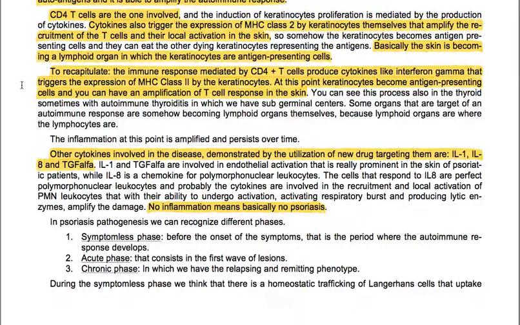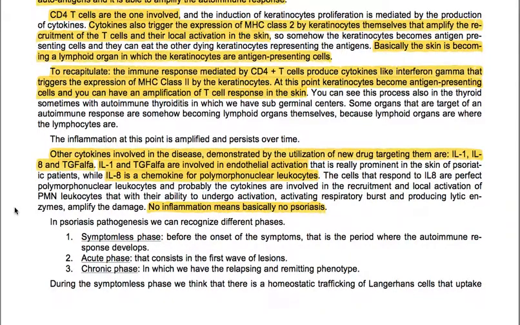Other cytokines involved in the disease, demonstrated by the utilization of new drugs targeting them, are IL-1, IL-8, and TGF-alpha. IL-1 and TGF-alpha are involved in endothelial activation that is really prominent in the skin of psoriatic patients, while IL-8 is a chemokine for polymorphonuclear leukocytes.